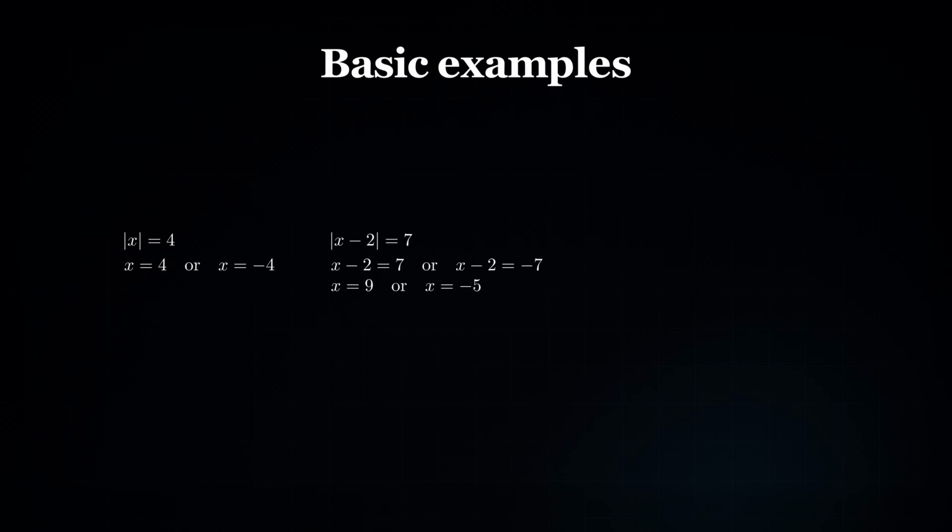Next, the absolute value of 2x plus 1 equals 5. We write two equations again. 2x plus 1 equals 5 or 2x plus 1 equals minus 5. From the first, 2x equals 4, so x equals 2. From the second, 2x equals minus 6, so x equals minus 3.